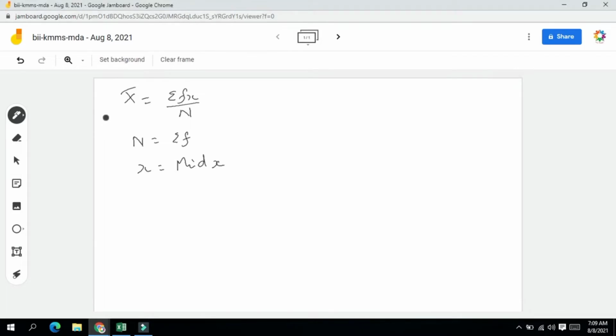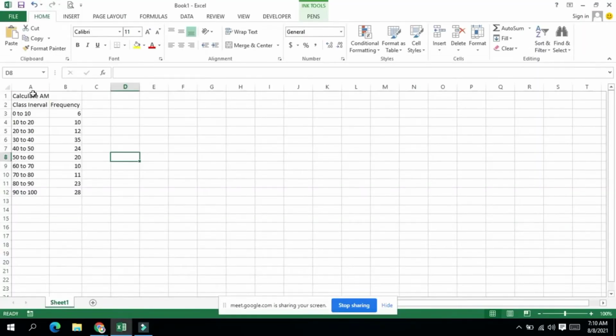So this is the formula. First we have to find mid x, then multiply x into f. First find mid x, next multiply x and f. Once we find these two, we can calculate the mean. Mid x is the middle number of the class interval. So for 0 to 10, the middle number is what?